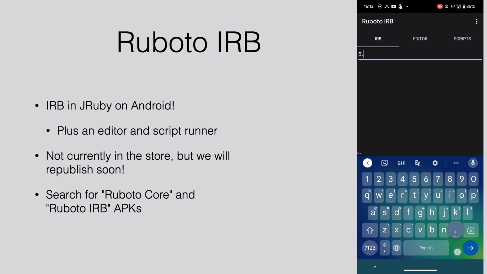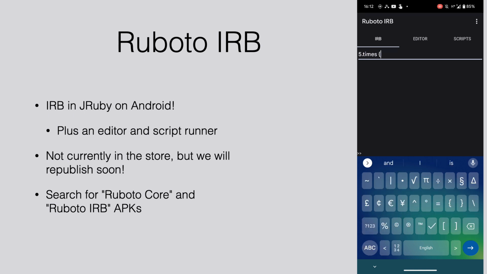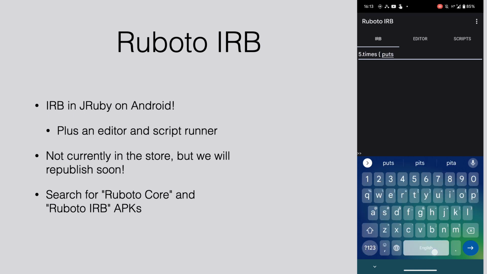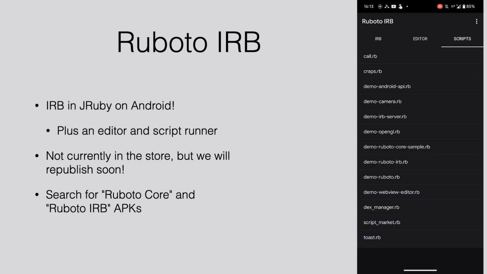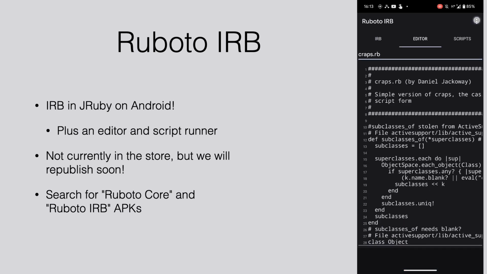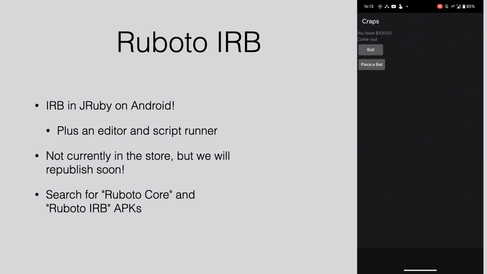We also have a demo application for this called Rubato IRB. Here you can see I'm actually using an interactive Ruby console on an Android device. This is not currently in the store. We used to have it there, but it turns out when you have an application that demands all permissions, they kind of frown on that. So we will republish this soon using the more current, the modern way of doing permissions on Android. But you can search for these APKs and install them. You'll need the Rubato core and the Rubato IRB APK.